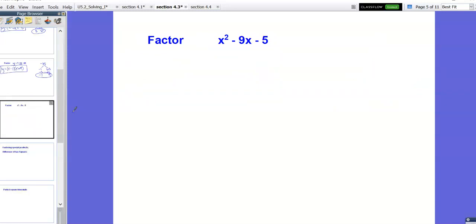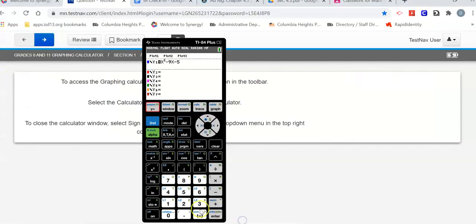Next, we have x squared minus 9x minus 5. So we can factor the number negative 5. We're subtracting the middle term, so we have 1 and negative 5. Well, that doesn't add to make negative 9, and I can't think of any other factors for 5. So this is an example of when you would want to use the graphing calculator to find what your factors are. I already loaded the equation into the graphing calculator, but you want to type in x squared minus 9x minus 5, and then click on the graph button.